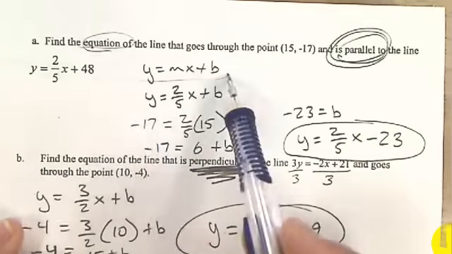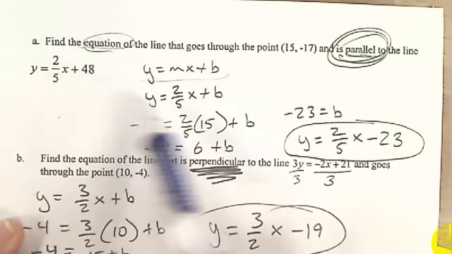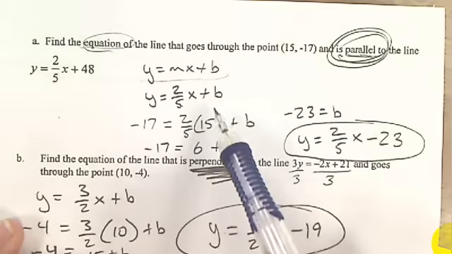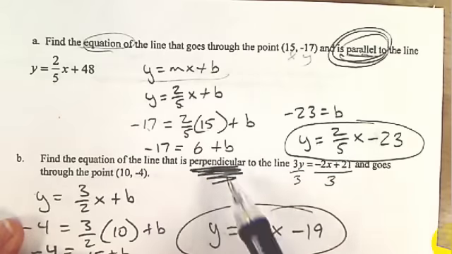Find the equation. So I'm thinking of y equals mx plus b. Parallel tells me I'll know the slope. It's going to be the same. And then I plugged in an x and a y. Solve it, and there's your equation.